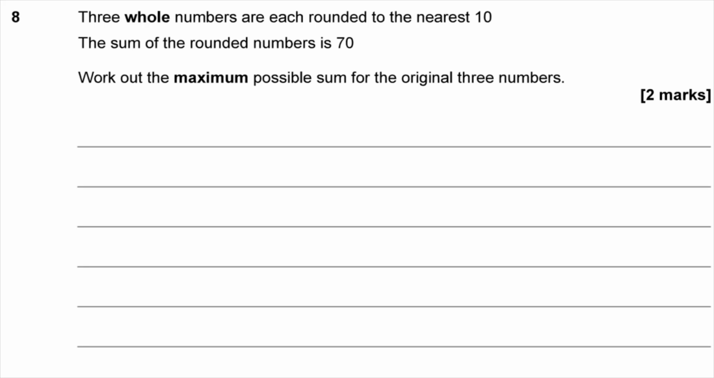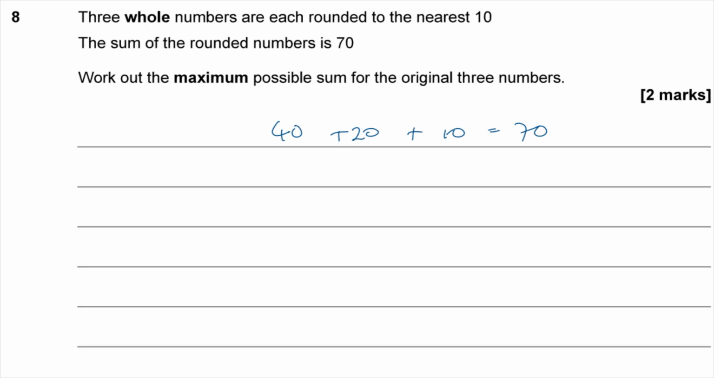I think sometimes if it's not clear how to proceed, then perhaps let's just try and do some numerical answers and see if we can work out what patterns there are or what the underlying things are. So let's have a look. Three whole numbers are each rounded to the nearest 10 and they sum to 70. So let's say that my three numbers rounded are 40, 20 and 10. That would add up to 70, wouldn't it?